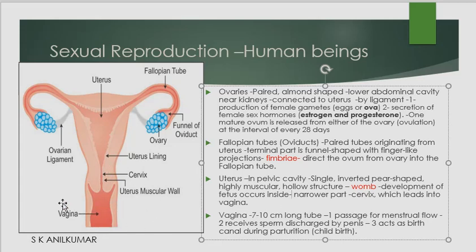What is the vagina? It is a 7 to 10 centimeter long tube. It is a singular tube, and the uterus is also singular.